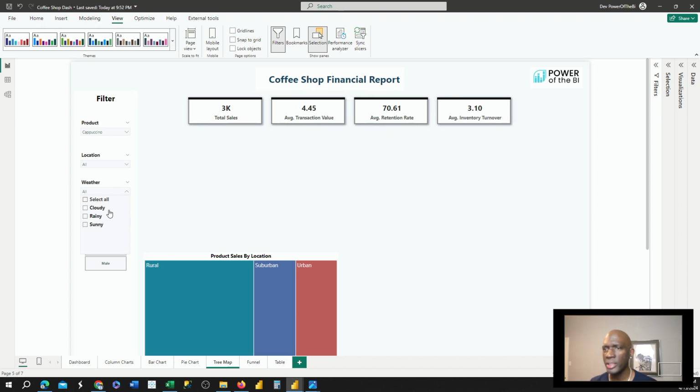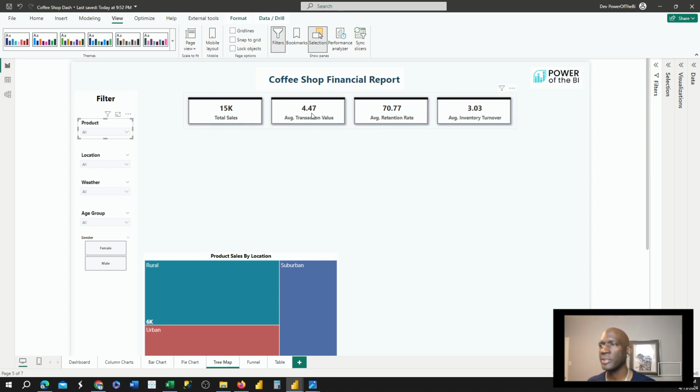We still have our cards here, so we haven't changed anything out. Our cards are actually telling the story as well. Our cards are giving a more clear, well, not a more clear visualization, but it's giving us more information as to what is being sold as well, because now we have cloudy. Well, let's clear out the cloudy. And now let's clear out the cappuccino. We see that the total sales are 15,000, 4.47 average transaction value, which would be $4.47. Average retention rate is 70.77.